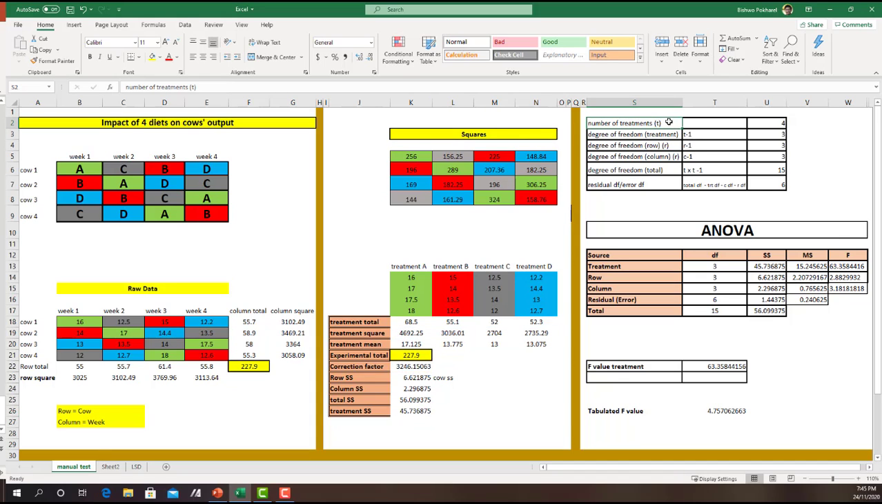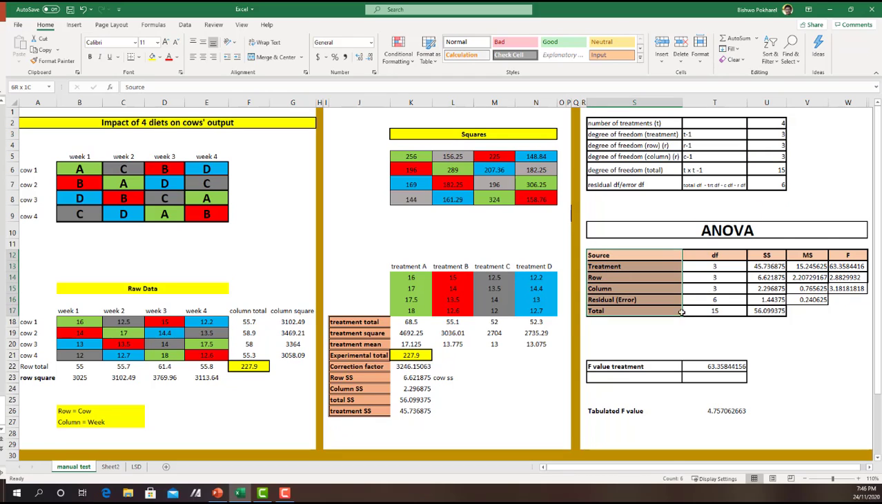And if you see in this table, there are 4 treatments, and treatment degree of freedom is T minus 1, which is 4 minus 1, 3. And then row degree of freedom, that is cow degree of freedom, is row minus 1, which is again 3, 4 minus 1. And column degree of freedom, which is week or period degree of freedom, is C minus 1, which is again 3. And total degree of freedom is 4 by 4 minus 1, which is 15. And error degree of freedom is total degree of freedom minus column minus row minus treatment. So 15 minus 3 minus 3 minus 3.